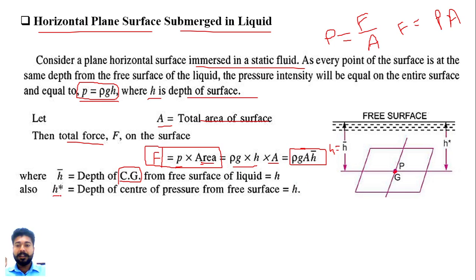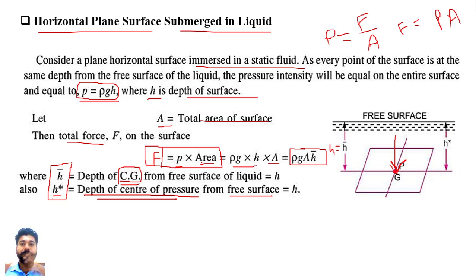And h star is again a new notation, which is the depth of the center of pressure. The center of pressure means the point where the pressure is applied on this surface. So that is the depth of the center of pressure from the free surface, and that is your h star. We need to take care of these two notations. First one is h bar, the depth of CG from the free surface, and h star, the depth of center of pressure.